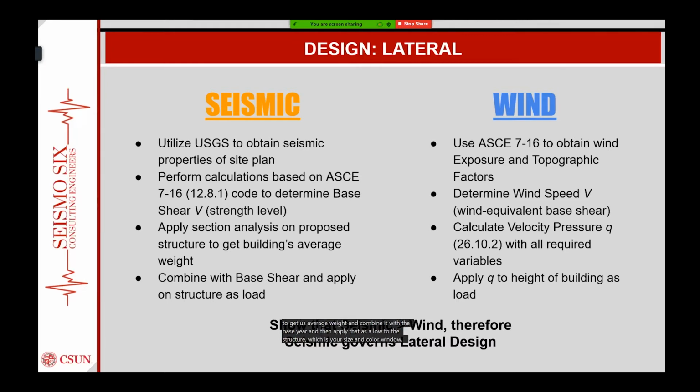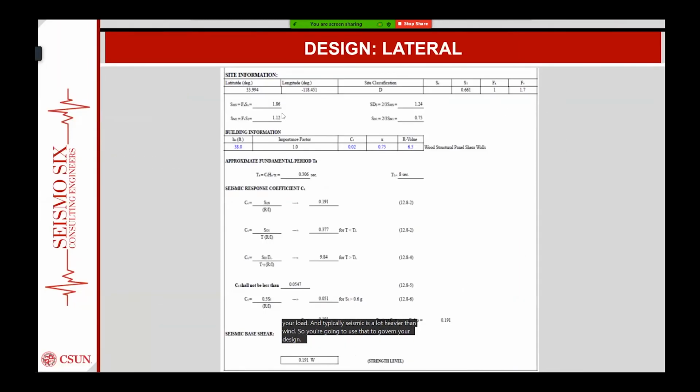Wind is similar, but instead you're getting the velocity pressure, and that's just getting a bunch of other variables from 7-16. Then you apply to the height of the building as your load. And typically seismic is a lot heavier than wind, so you're going to use that to govern your design. So here's an example of seismic design. These are all the variables, the site information, you get that online. Seismic response coefficient, you calculate for that. And then finally, you get that all for base shear at the bottom.